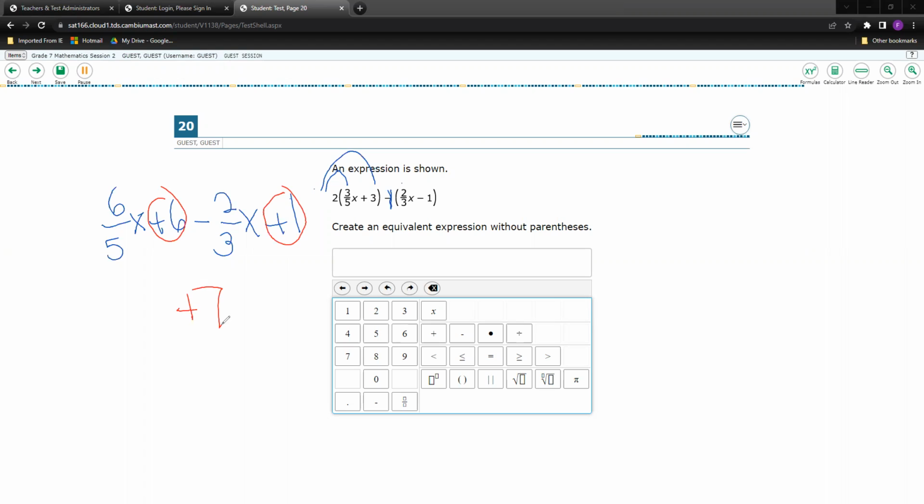Those are those numbers. Now let me deal with the fractions. 6 over 5 minus 2 over 3. We need to find a common denominator. 5 times 3 is going to be 15. So we do 15 divided by 5 is 3 times 6. 3 times 6 is 18 over 15 minus 15 divided by 3 is 5. 15 divided by 3 is 5. And 5 times 2 is 10 over 15.